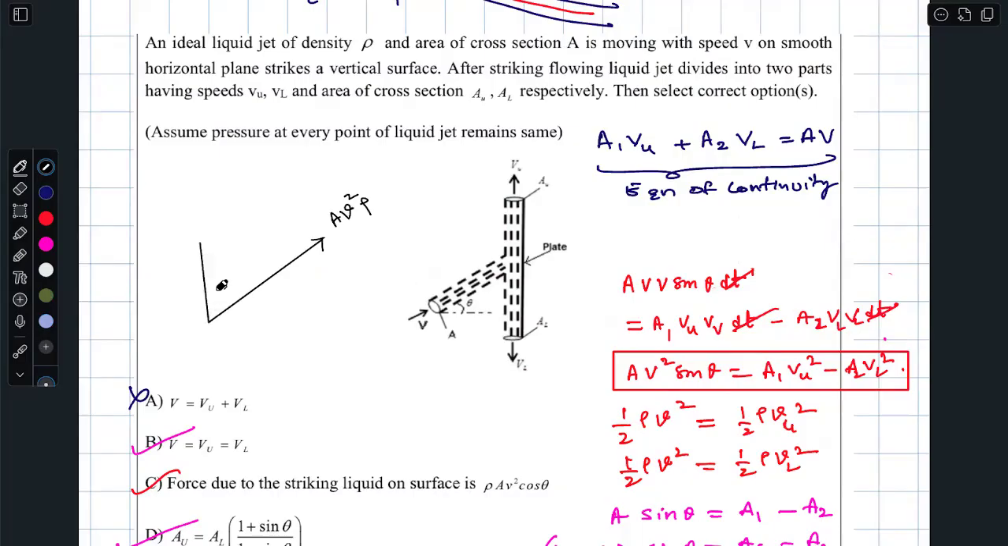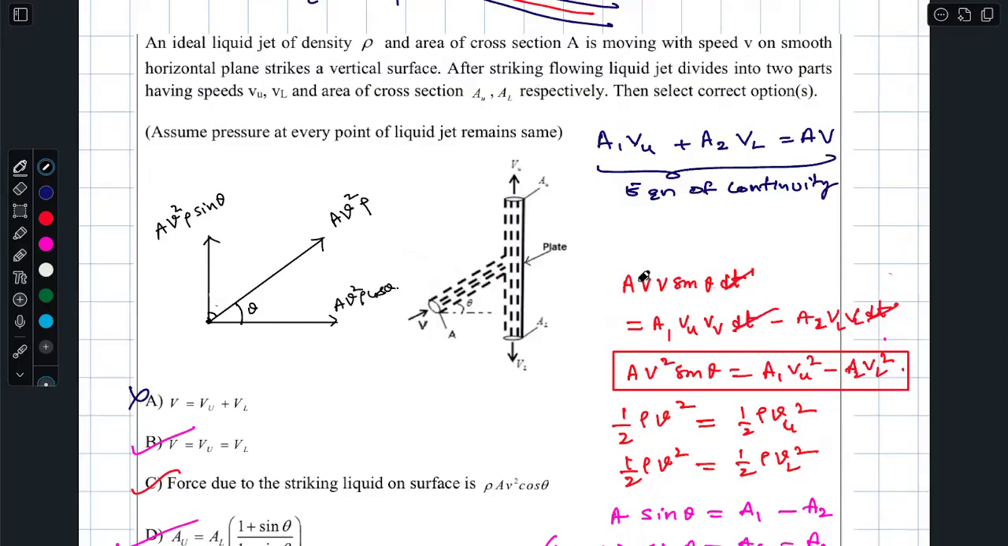One component is A V square rho sin theta. The other component is A V square rho cos theta. I think this is theta, that's what they have given. I'm not modifying that. Theta with horizontal. Before, this is the thrust.